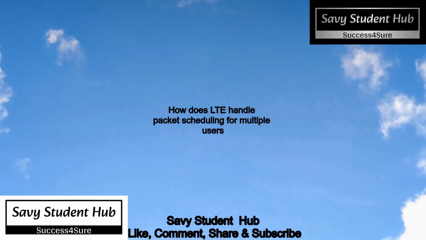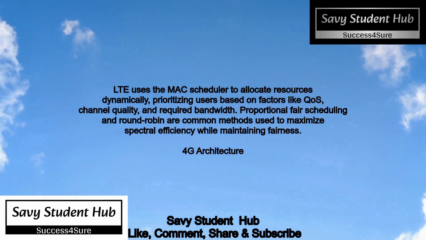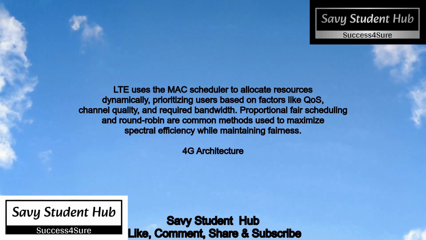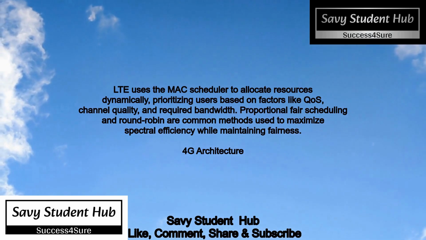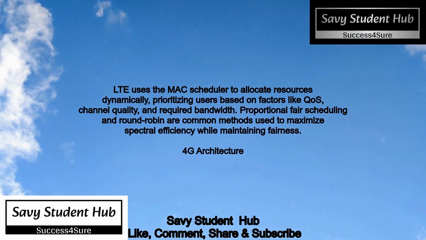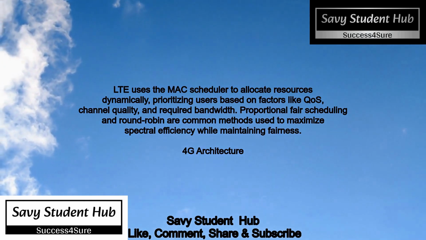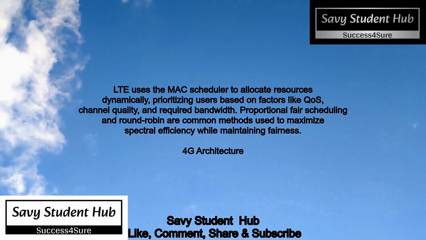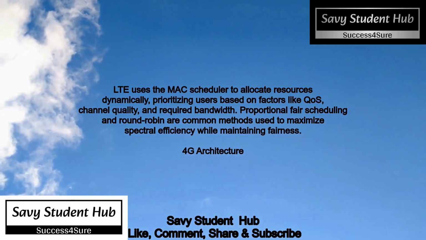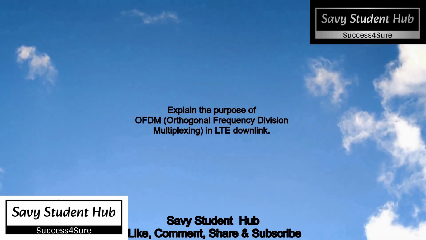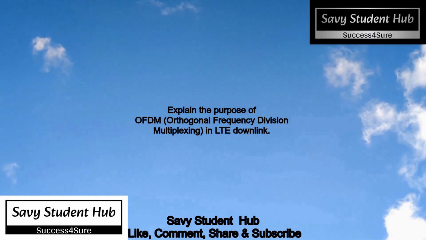LTE uses the MAC scheduler to allocate resources dynamically, prioritizing users based on factors like cost, channel quality, and required bandwidth. Proportional fair scheduling and round-robin are common methods used to maximize spectral efficiency while maintaining fairness. Explain the purpose of OFDM, orthogonal frequency division multiplexing, in LTE downlink.